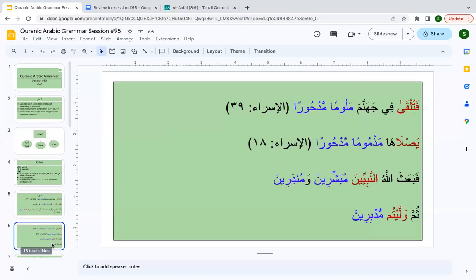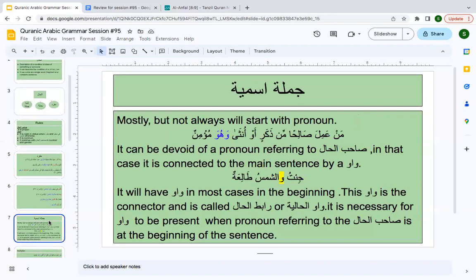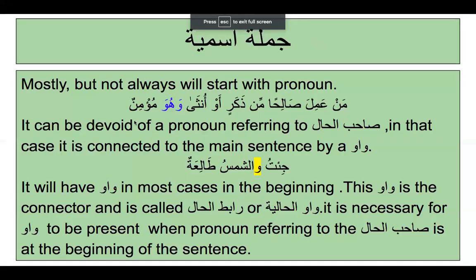So we have gone over this whole slide together, and now let's learn how you are going to see jumla ismiya as al-hal. You will see in Quran that most of the time when al-hal is jumla ismiya, it starts with a waw which is followed by a pronoun. So whoever does righteous deeds, whether male or female, while he is a mu'min, wa huwa mu'minun. Do you notice that there's a waw there and a huwa, which is describing how he is doing his action?